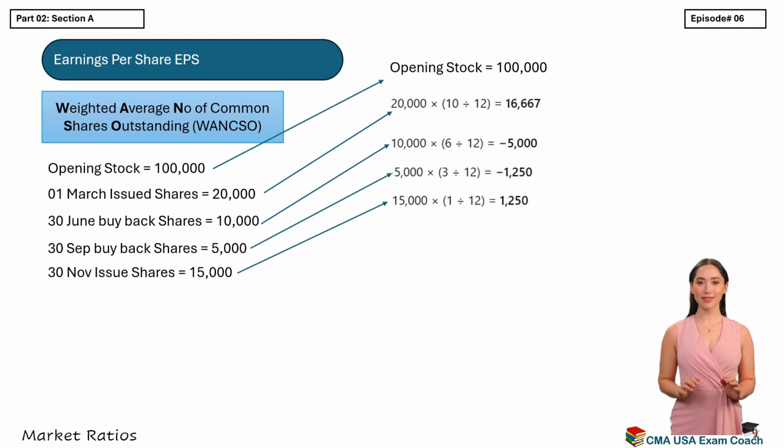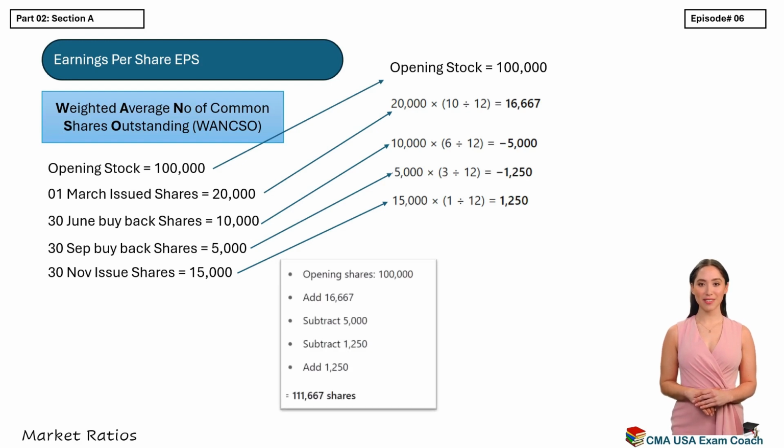Now let's add everything. Opening shares, 100,000. Add 16,667. Subtract 5,000. Subtract 1,250. Add 1,250. Equals 111,667 shares. So, the weighted average number of common shares outstanding for the year is 111,667. This is the number we'll use in the denominator for calculating EPS, as it gives a fair view of how many shares were effectively in the market during the year.